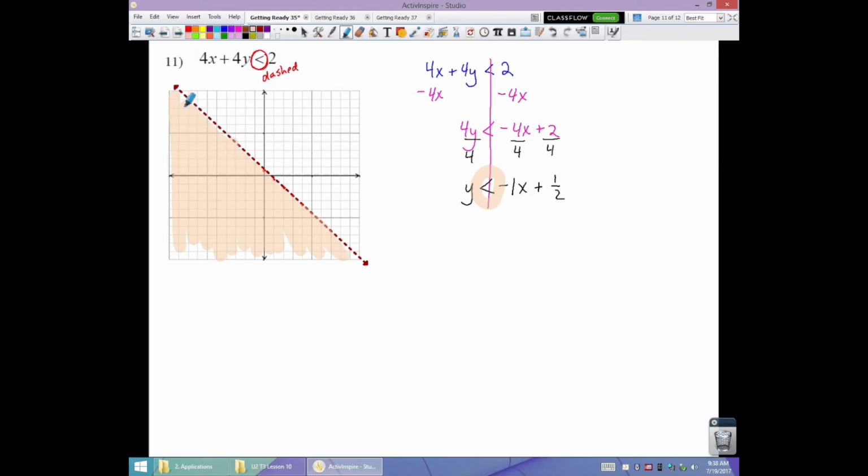I can use that point 0, 0 again if I choose to. It is just barely in the shaded region, but it is in there. So I do like to use that one. I'm going to use 0, 0 to check. So substituting that in my original inequality, 4 times 0 plus 4 times 0 is less than 2. 0 plus 0 less than 2, or 0 less than 2 is true.